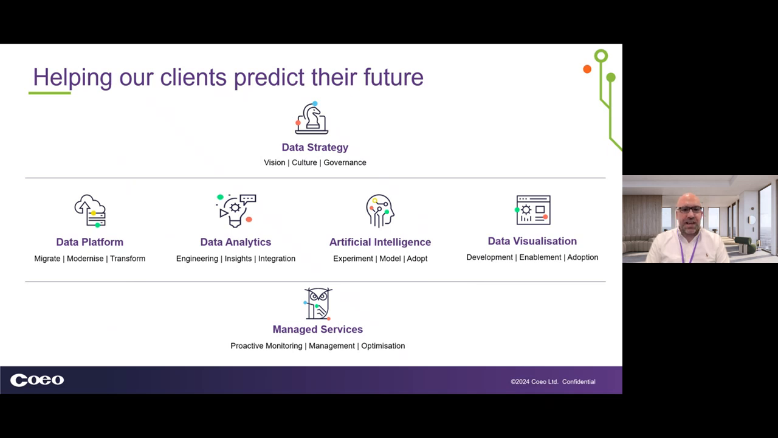So on any given day, all of our people are helping our clients become more data driven in any one of these areas. And it's all underpinned by our ability to deliver this via a managed service that supports not only the build, but then the ongoing support, maintenance, and standing up of that key data infrastructure.